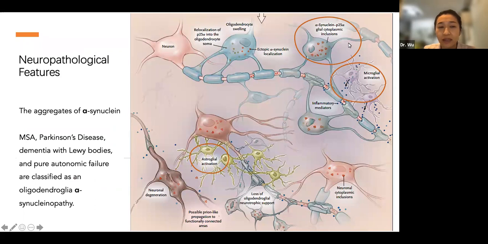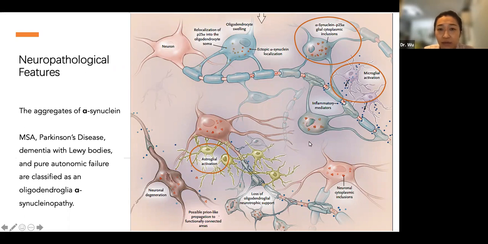And here we can see the oligodendroglial cytoplasmic inclusions. This is the histologic characteristic of MSA, and the density of glial cytoplasmic inclusions probably reflects the distribution of neurodegenerative changes in the brains of patients with MSA. The activated microglia and also the reactive astrogliosis are other common findings.